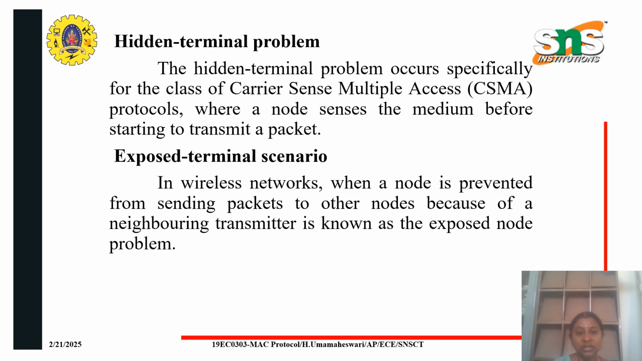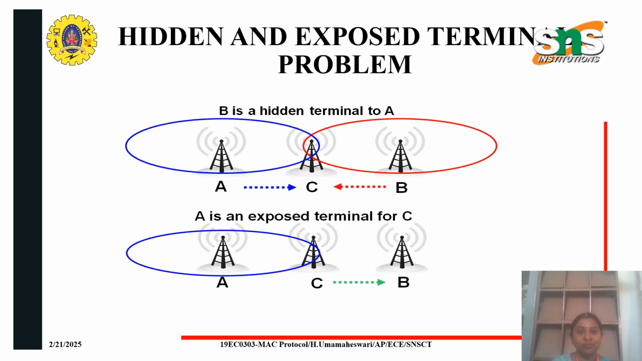The next one is the hidden terminal problem. The hidden terminal problem occurs specifically for the class of carrier sense multiple access protocols, where a node senses the medium before starting to transmit a packet. Exposed terminal scenario: in wireless networks, when a node is prevented from sending packets to other nodes because of a neighboring transmitter, it is known as the exposed node problem. Hidden and exposed terminal problem, where B is a hidden terminal to A and A is an exposed terminal for C, as per the diagram given below.